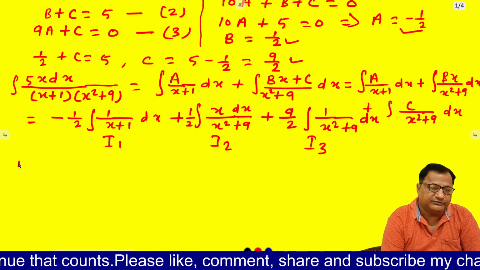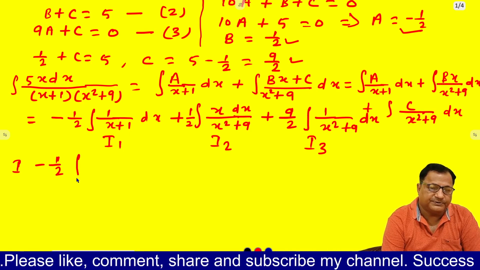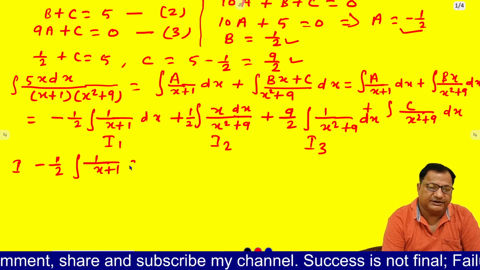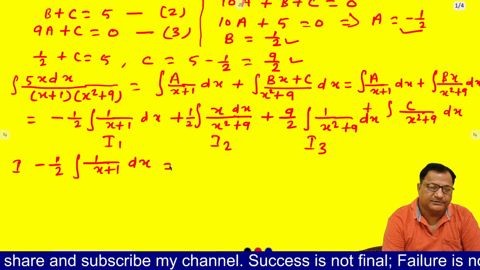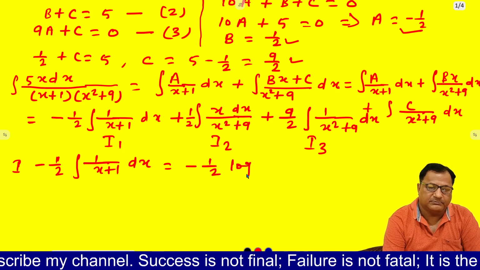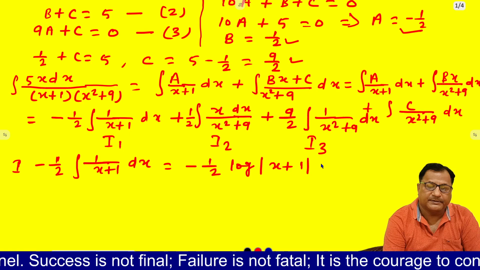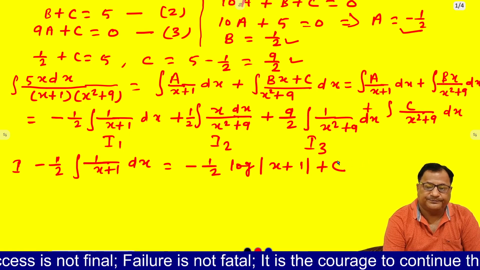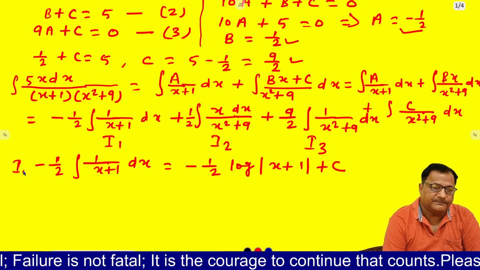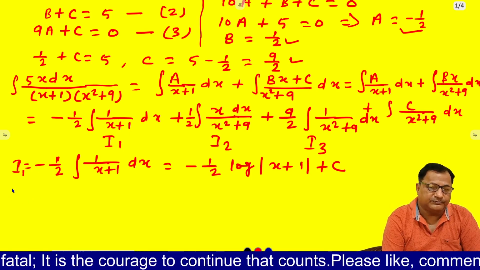So I1 is equal to minus 1 by 2 integration of 1 by (x plus 1) dx. The integration of this will be minus 1 by 2 log (x plus 1) plus c. This is I1. Now I2.